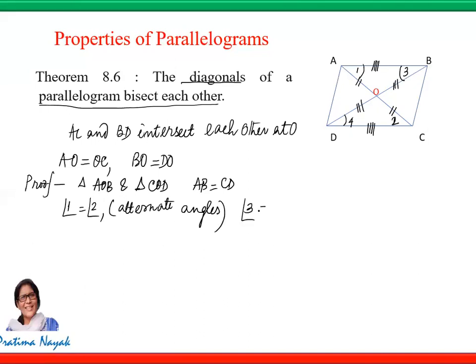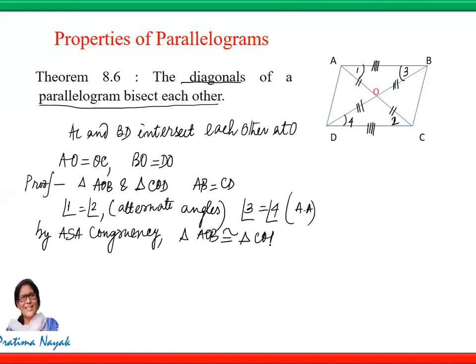Similarly, angle 3 is equal to angle 4. This is also alternate angles. So by ASA congruency, triangle AOB is congruent to triangle COD. Then AO is equal to CO and BO is equal to DO. Proved.